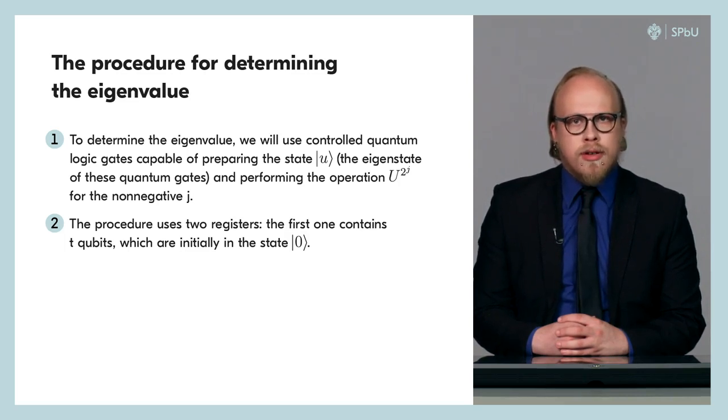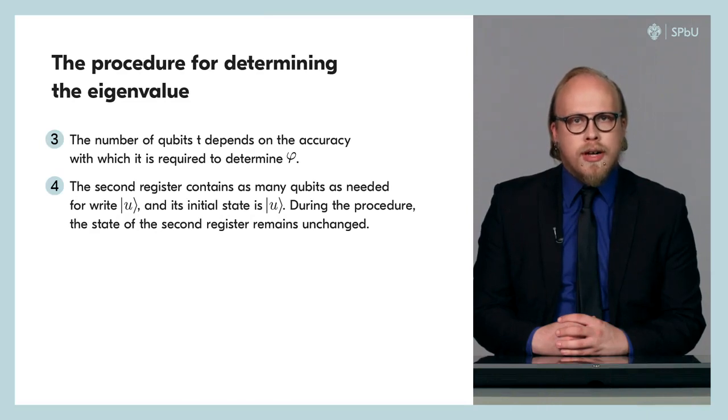The first register, or data register, contains t qubits initially in the state |0⟩. The number of qubits t defines how accurately we want to determine the eigenvalue. The second register, or value register, contains as many qubits as necessary to write the state |u⟩, and its initial state is |u⟩. Since this state is an eigenstate for the operator U, this state will not change in the process of calculating the phase.